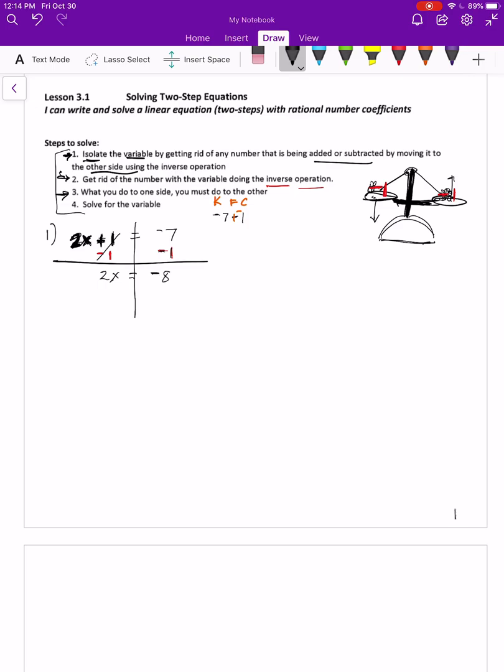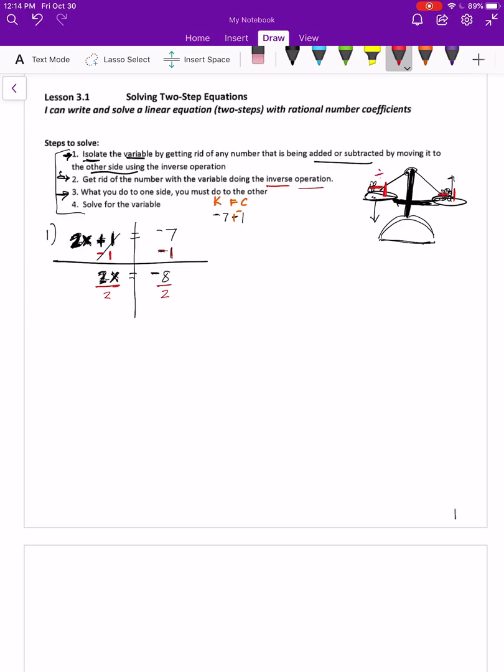Now, you're still not by yourself. You've still got your closest friend here, and you have to get rid of him before you can go in for dinner. And you have to do the inverse. When they're smushed together, they mean multiply. So the opposite, or the inverse, opposite is another word for inverse, you would divide by 2. And of course, what you do to one side, you have to do to the other to get it balanced.